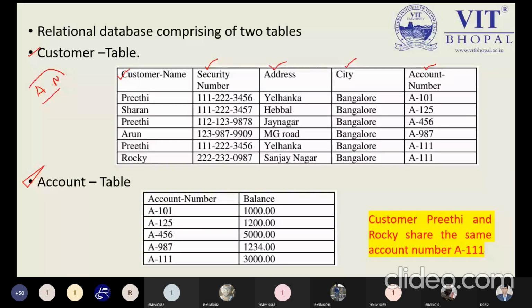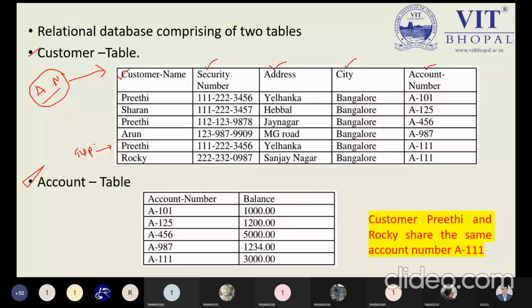Okay, so I agree with this point. What is this? Suppose I take the example of Preeti, 11122222346, Yelhanka, Bangalore, A1111. What is this? This is a tuple, or we can say the record. In the relational database, it is known as a tuple.